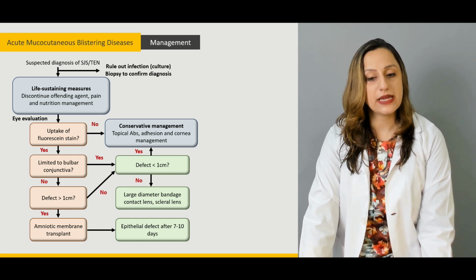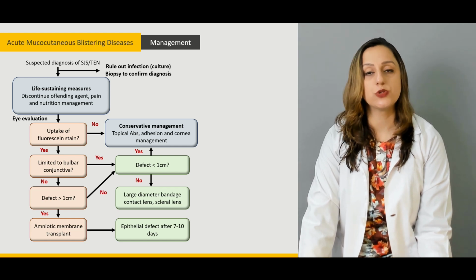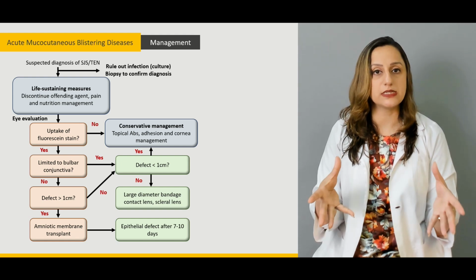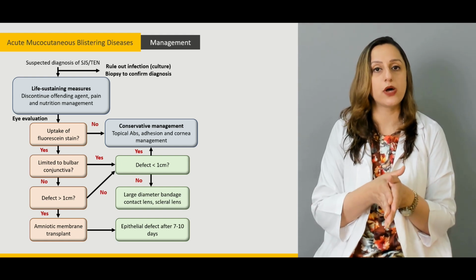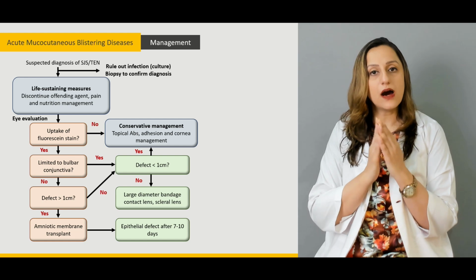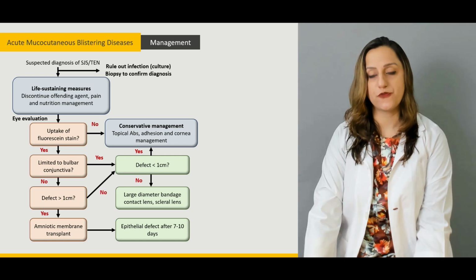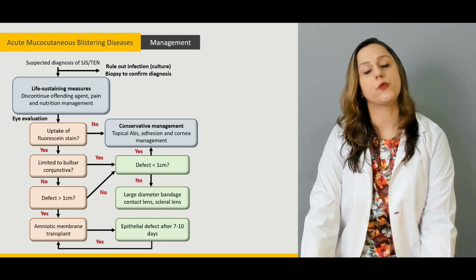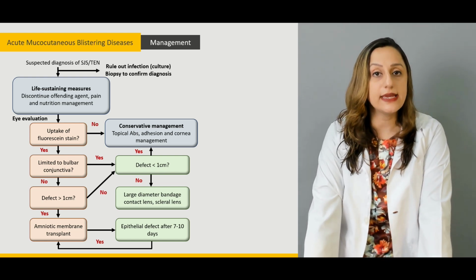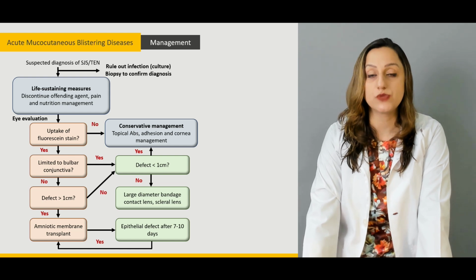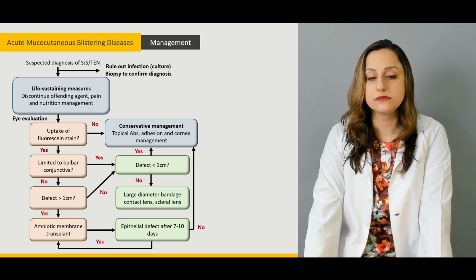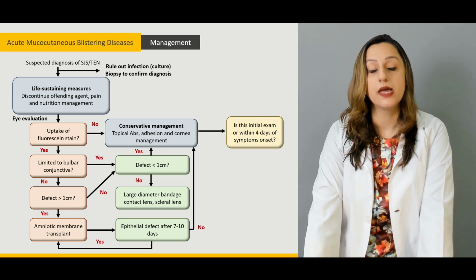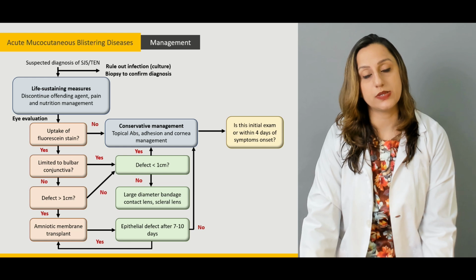The epithelial defects are also observed after 7 to 10 days in the individual. First of all, there is an initial examination and we give the conservative management or we perform the amniotic membrane transplant. After a week or so, we perform another examination in these individuals. Furthermore, if it is indicated, we can perform the amniotic membrane transplant then. Sometimes we just revert to the conservative management. It depends upon the case of the individual.